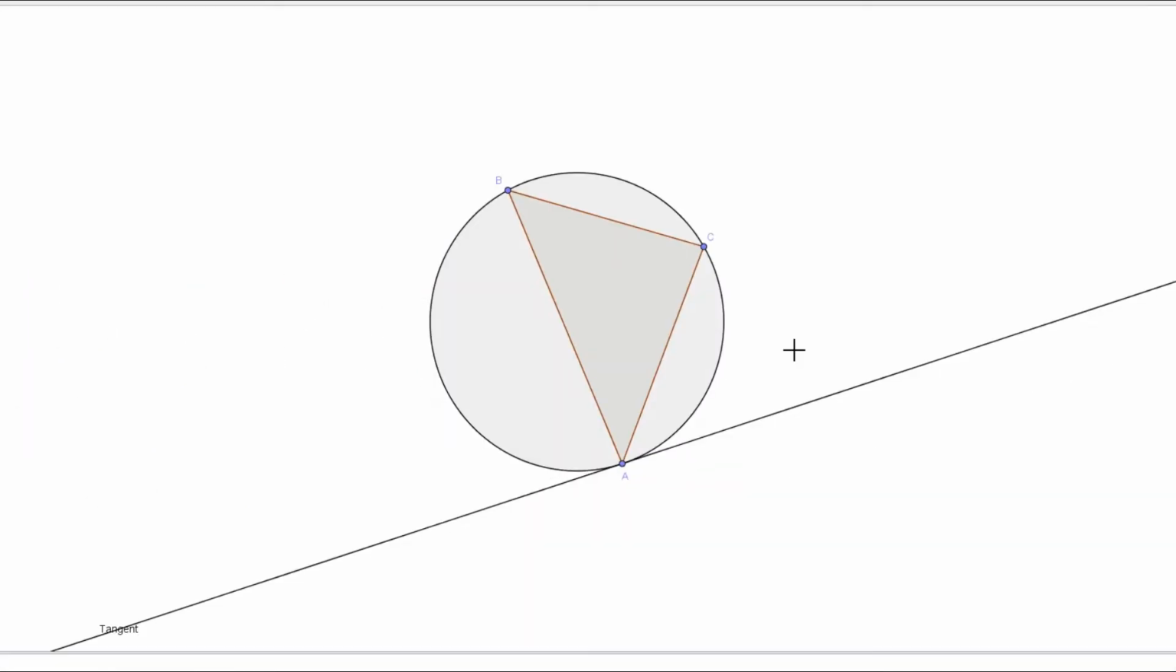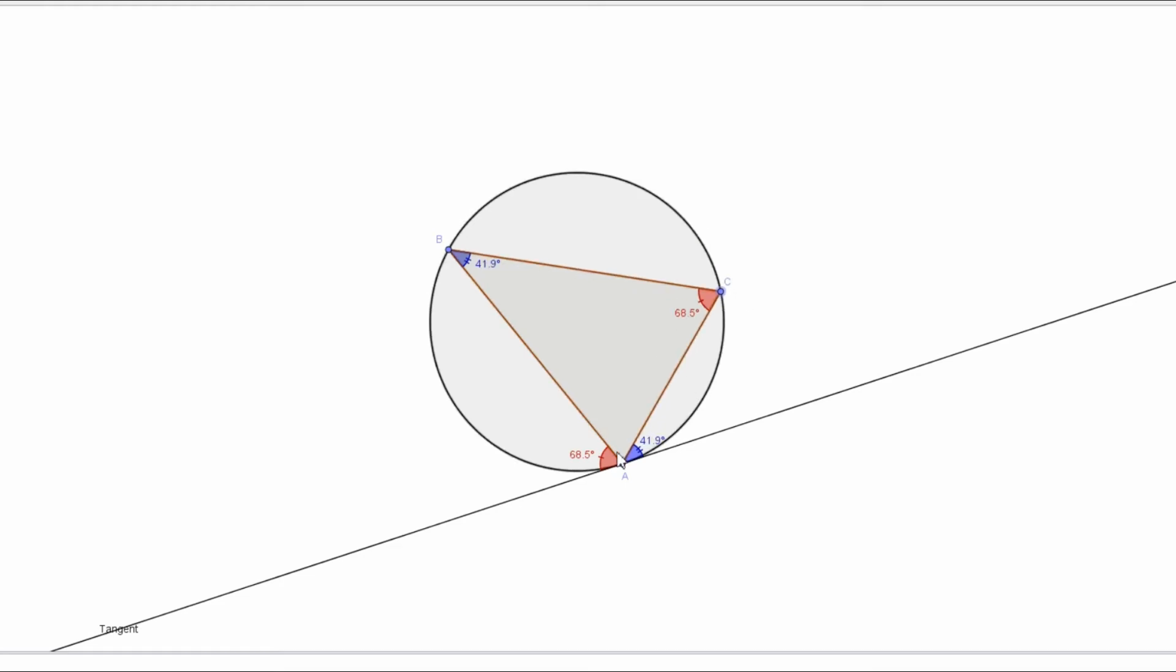So if you look at this application here, we can see that these angles here, the blue ones, are equal no matter what. This is 51.2, this is 51.2. Even if I move B around, those angles are equal. And also here we can see that this angle and this angle are equal.